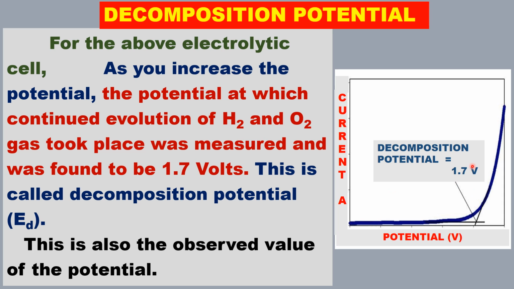This is for electrolysis of sulfuric acid. If you take silver nitrate, then it is called deposition potential. This is also called the deposition potential, or the experimental value of the potential, or observed value of the potential, or actual value of the potential.